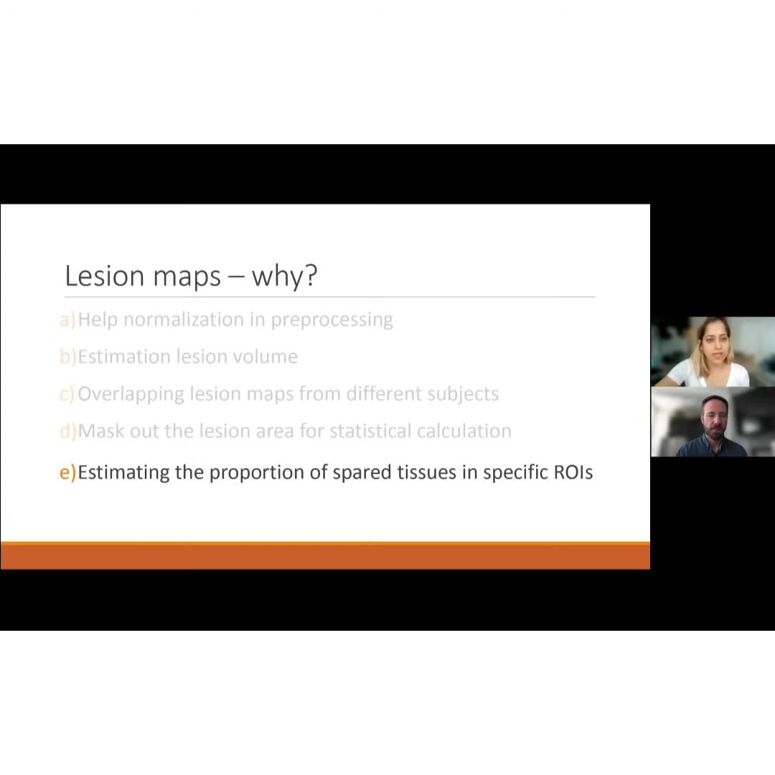And we can also think about estimating the proportion of spared tissue in a specific region of interest. So we are masking out the lesion from the brain, and then we are looking at a specific ROI. Let's, for example, take the IFG: we take the anatomical region of the IFG, subtract the lesion area using the lesion map we created, and then we can say, okay, this is the proportion of the spared tissue in the IFG. So all these reasons are kind of related to each other, but this is what we thought of, and probably there are more reasons too.